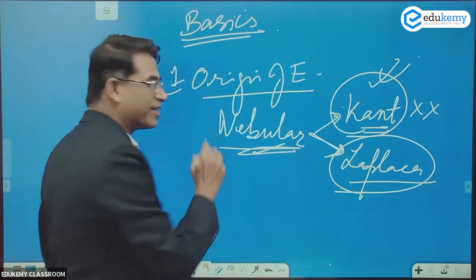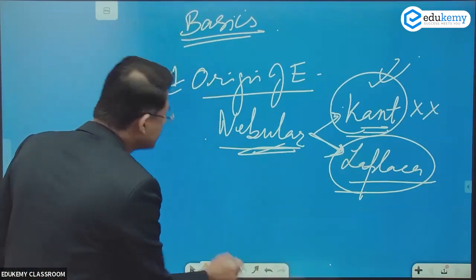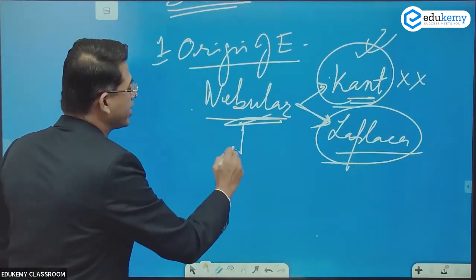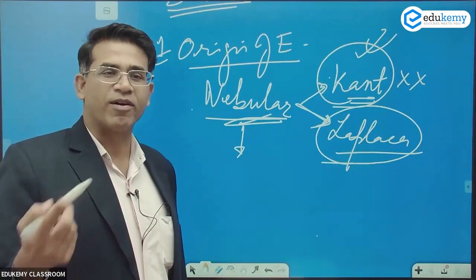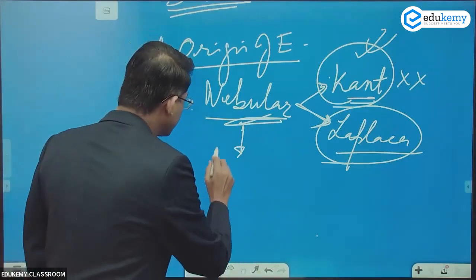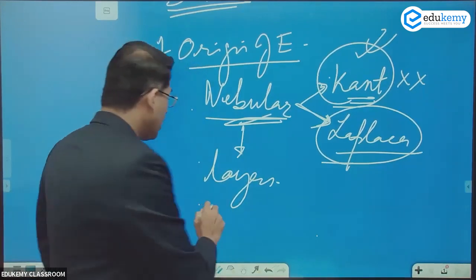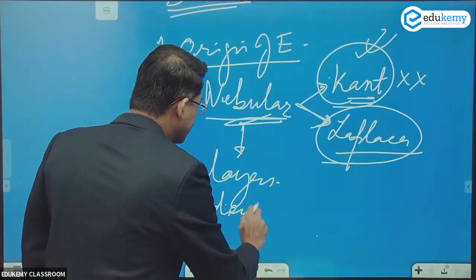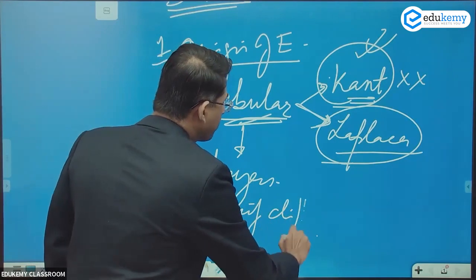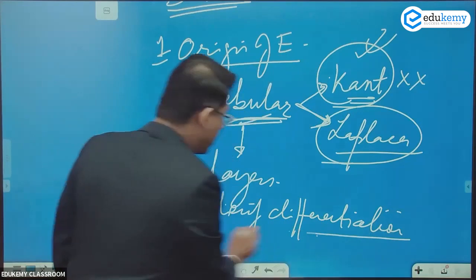So the nebular hypothesis is more important. You understand this. Why is the nebular hypothesis important? It is important because it is a theory that talks about the layers. It talks about the density, and differentiation. That is why the nebular theory is important.